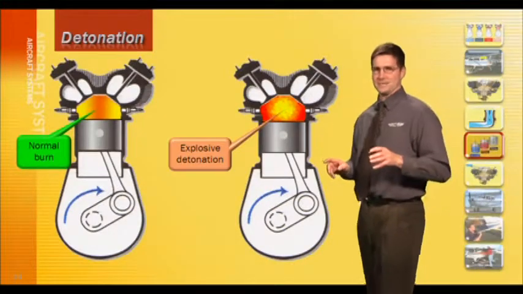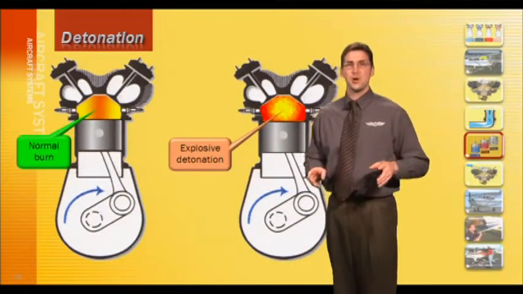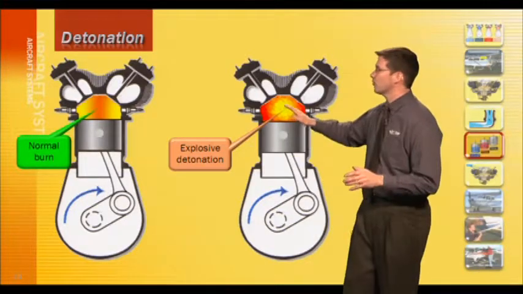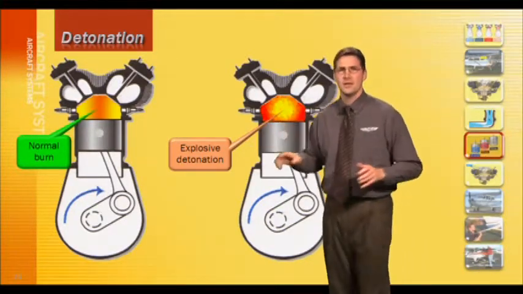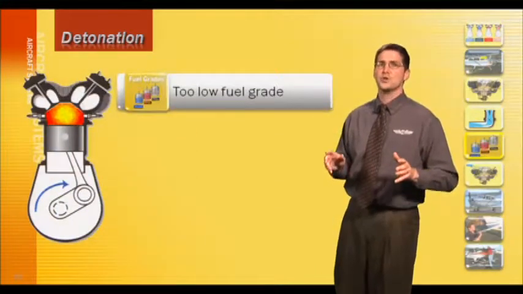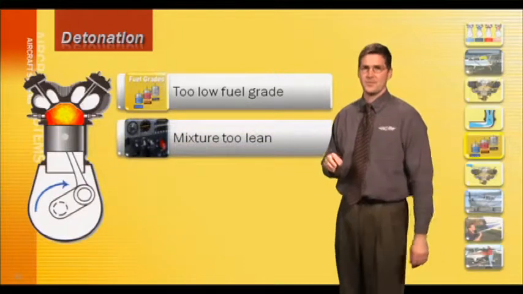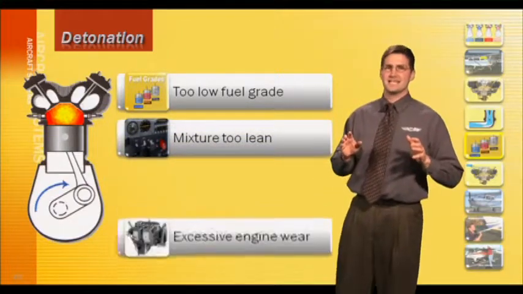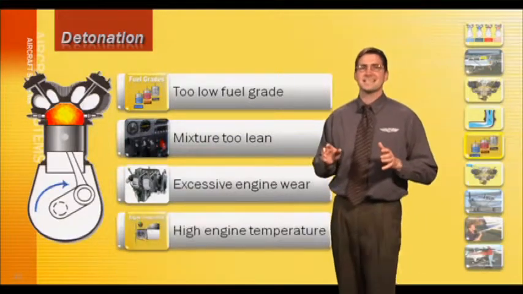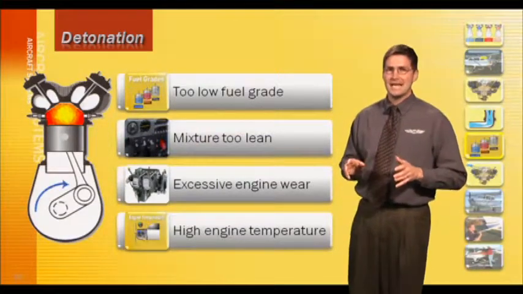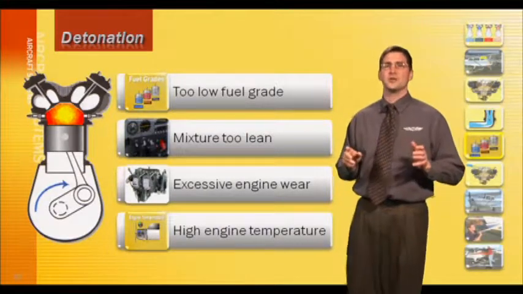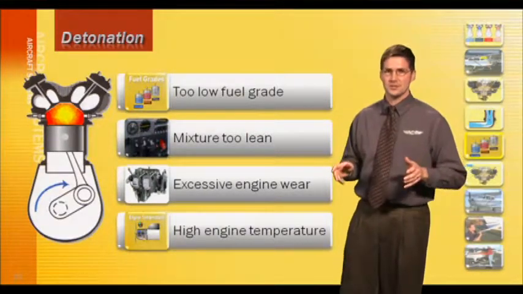Detonation may occur in reciprocating engines when there is an explosive burn of the fuel-air mixture rather than a normal, even progressive burn within the cylinder. Detonation may be caused by too low a fuel grade or too lean an air-fuel mixture. Now, this explosion causes an excessive force pushing down on the cylinder. This can cause excessive engine wear. Detonation dramatically raises engine operating temperatures and also increases wear and tear on the engine.